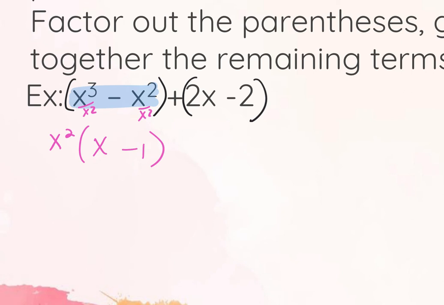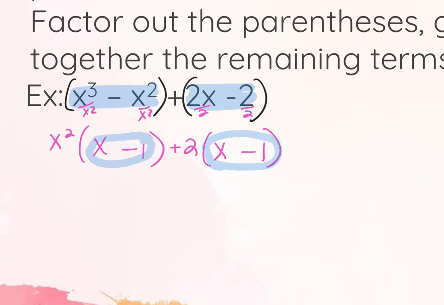Then I repeat that process with the second set of parentheses. What can I take out of there? 2. So the 2 comes on the front. I divide this by 2 and this by 2, and I end up with x minus 1. Now what should happen after that step is this. You should see a repeated factor. Now the greatest common factor is x minus 1, and I take that out. I only need to take 1 out because it's just the greatest common factor.